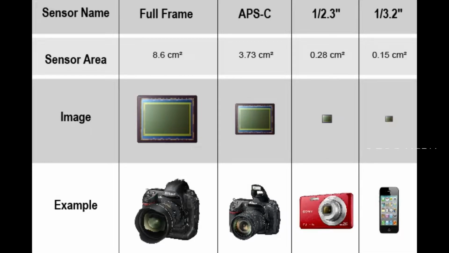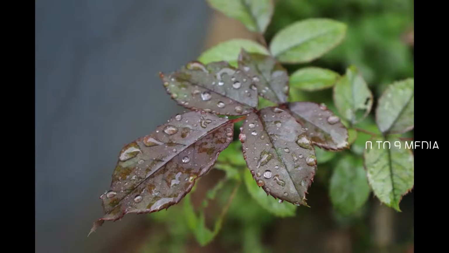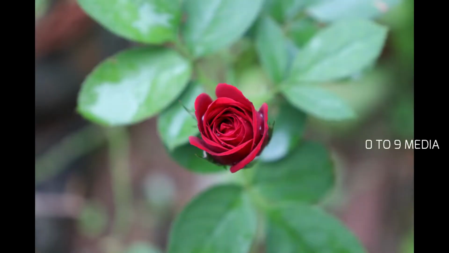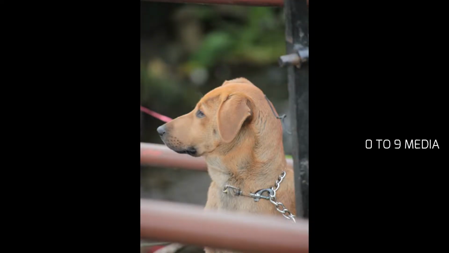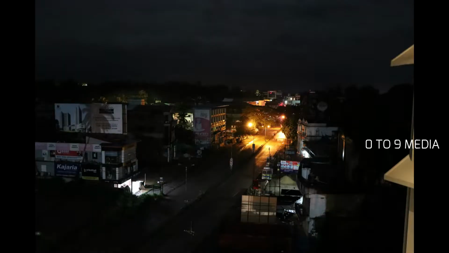DSLR uses bigger sensors compared to a camera phone. Therefore, the images produced by a DSLR have a great amount of detail, less noise, color reproduction that is more accurate and natural, and better night and low light photos compared to a camera phone.